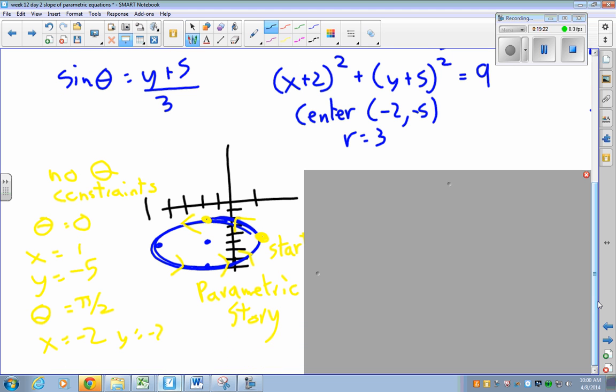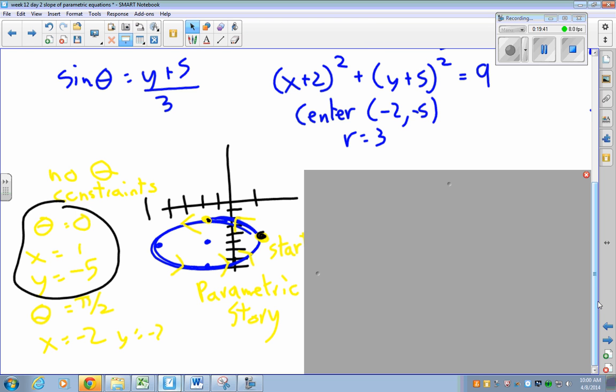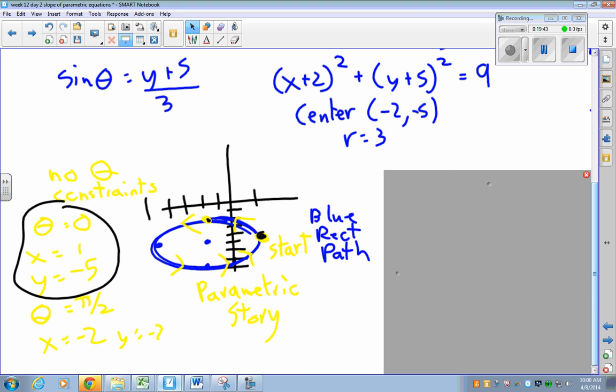When I plug in 0, I get 1 for x and -5. So I started there. Then plug in one more guy just to see which way it's going. So I plugged in pi over 2, and it happened to be up top. So I'm pretty safe to say that it goes counterclockwise, and that's the path, the route that the truck takes. You guys okay with that?